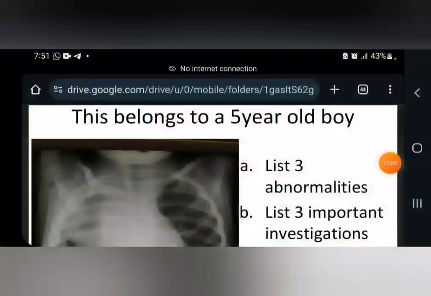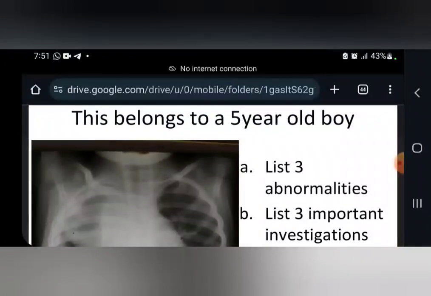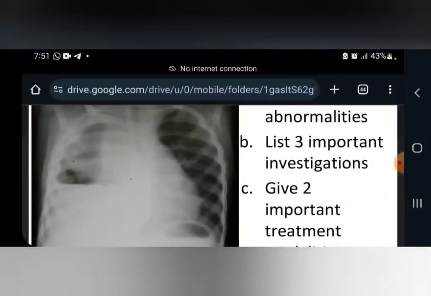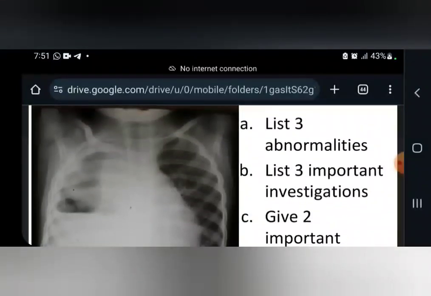Thanks very much. Hello, welcome to this new tutorial presented by the SchrDbb. In this tutorial, we're going to visualize this case of a 5-year-old boy who has this X-ray. Now, the first question says: list the three abnormalities.